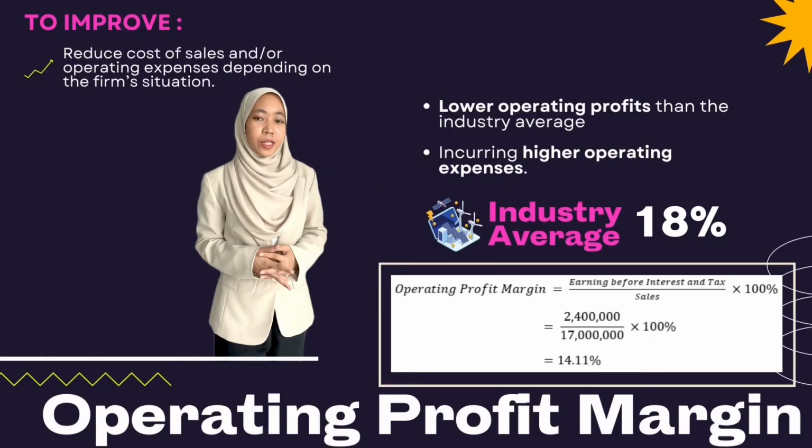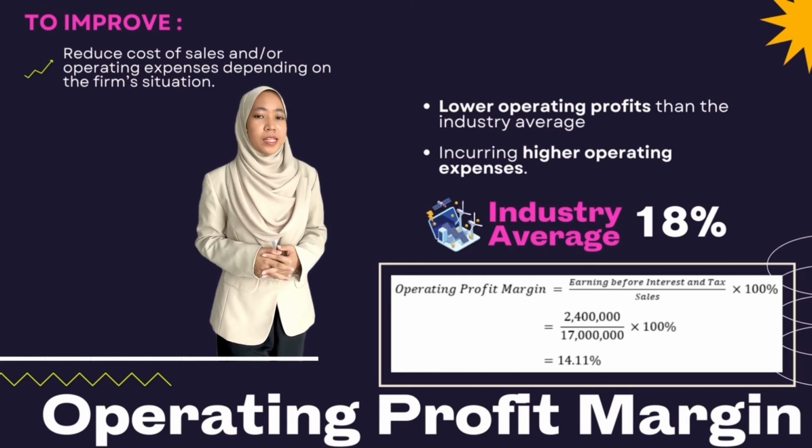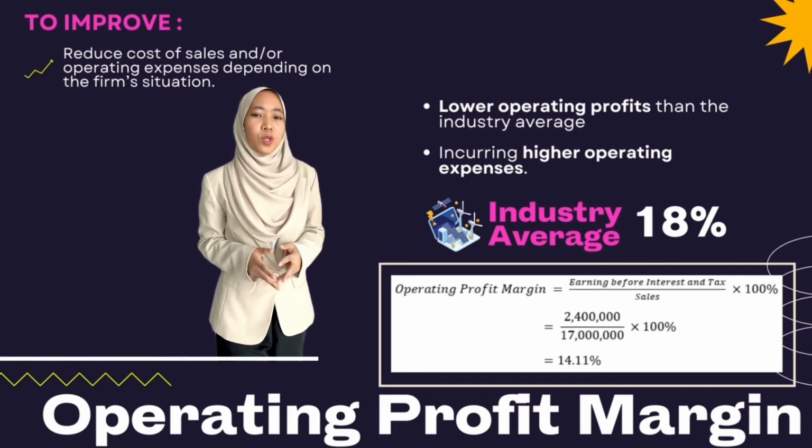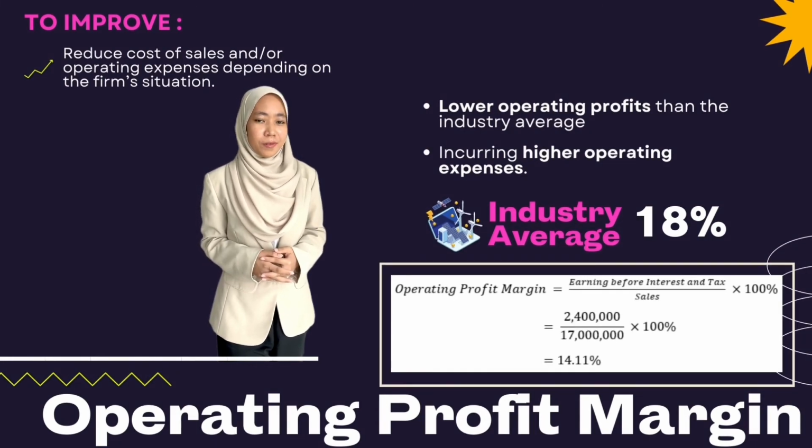Hikmat Bakti Berhad's operating profit margin ratio of 14.11% is lower than the industry average of 18%. This indicates that Hikmat Bakti Berhad is making lower operating profits than the industry average. Even though the gross profit margin of Hikmat Bakti Berhad is higher than the industry average, they are incurring high operating expenses. To improve, Hikmat Bakti Berhad should reduce cost of sale and operating expenses depending on the firm's situation.